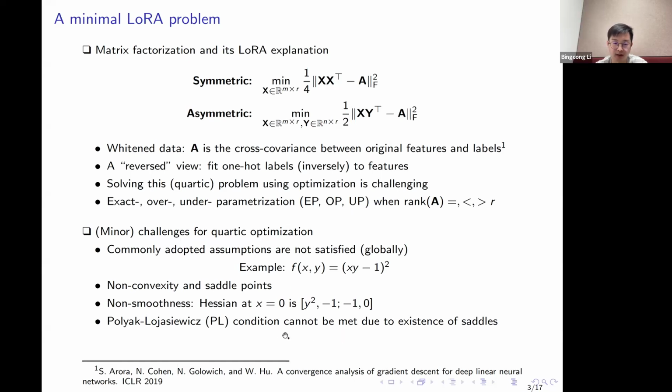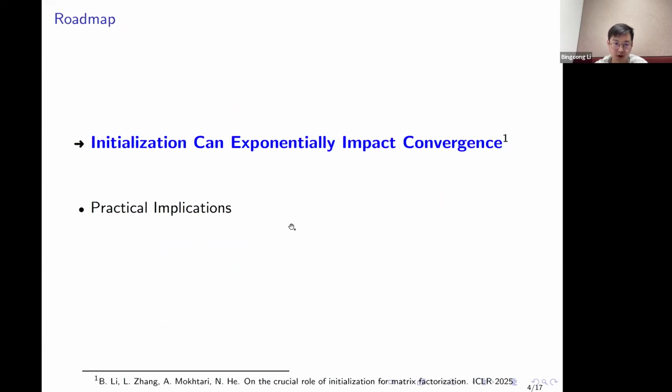The second optimization challenge is that another property, called the PL condition, does not hold either. Because we have saddles, it means that PL does not hold globally. So these are the smaller challenges for solving this matrix factorization, or one-layer LoRA, problem, compared with the optimization literature. So this is our prototypical problem.